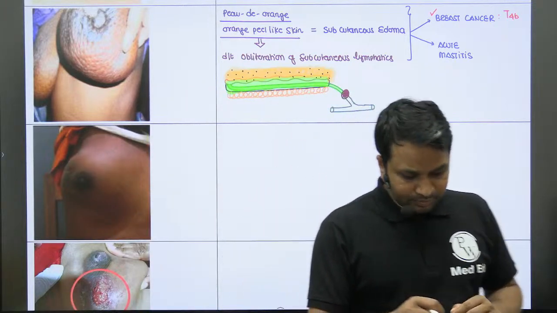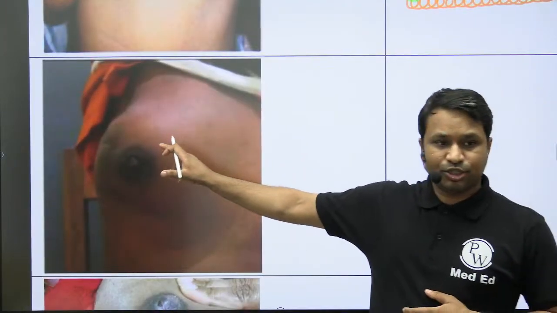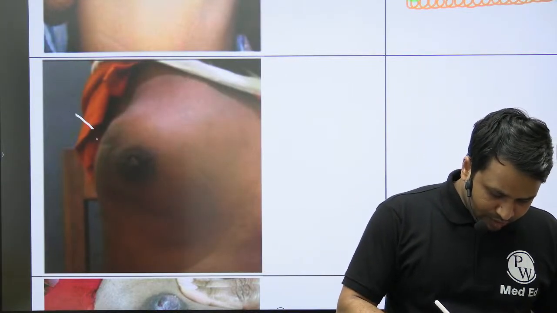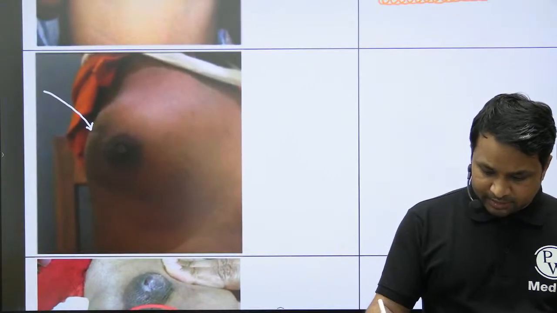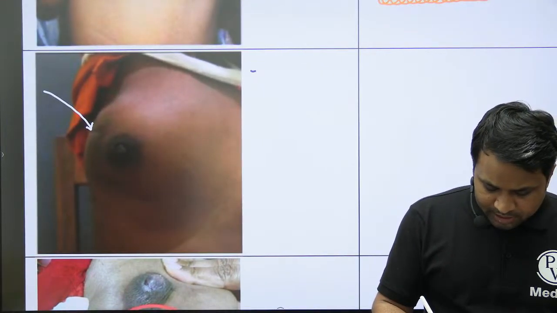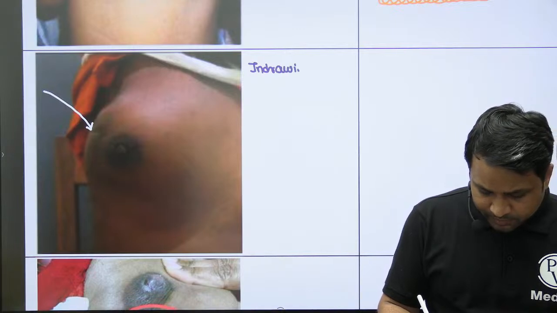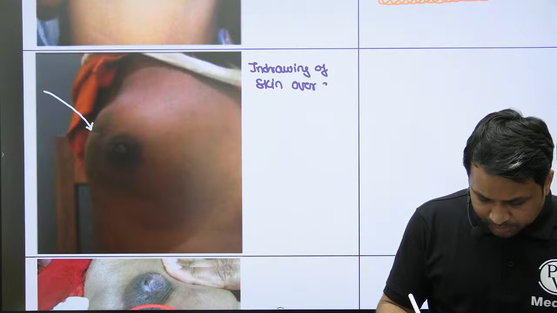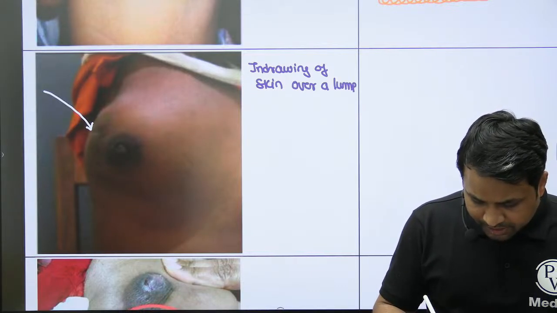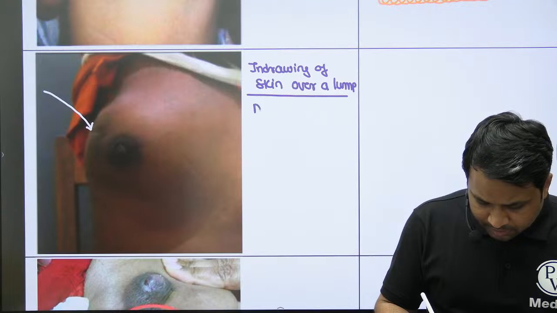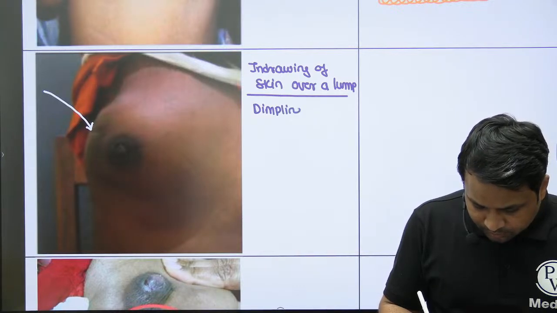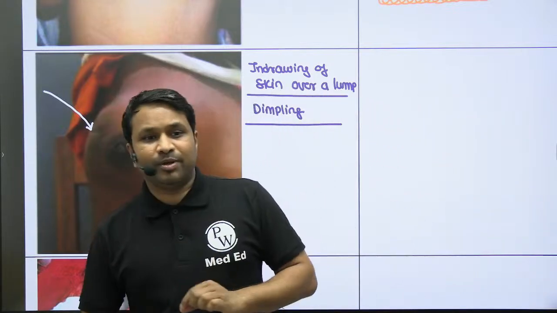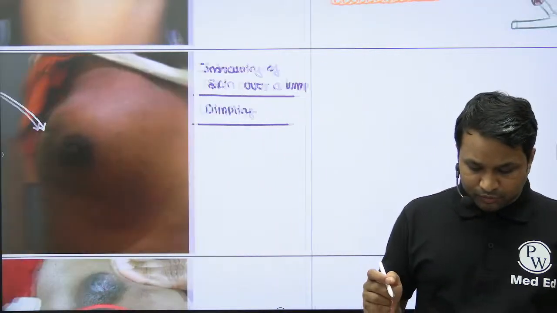Okay? Another finding that you can see in this image: you can see there's a slight depression here, right? You see the skin is being drawn inwards. Now this indrawing of the skin over a breast lump is what we call dimpling. So indrawing of the skin over a breast lump is what we call dimpling of the skin.